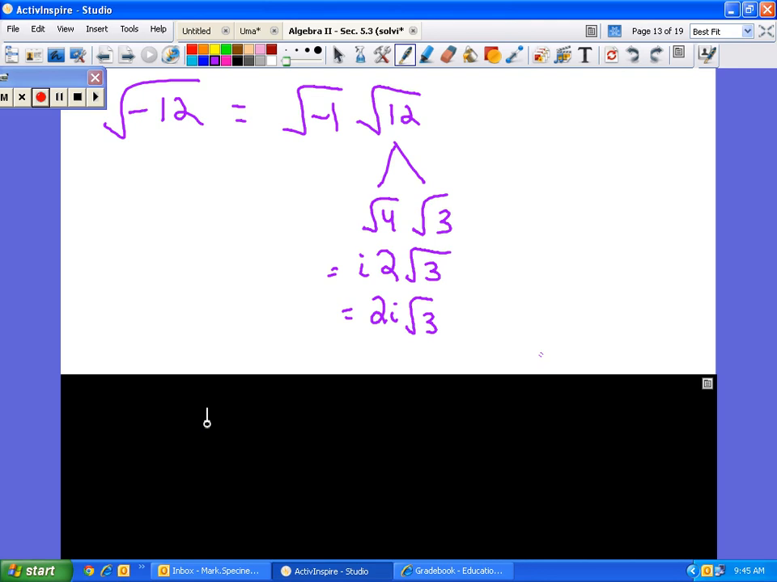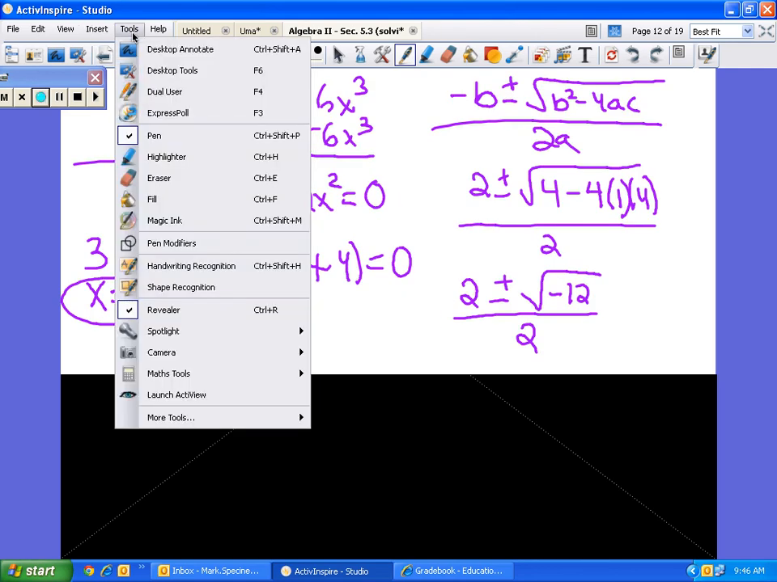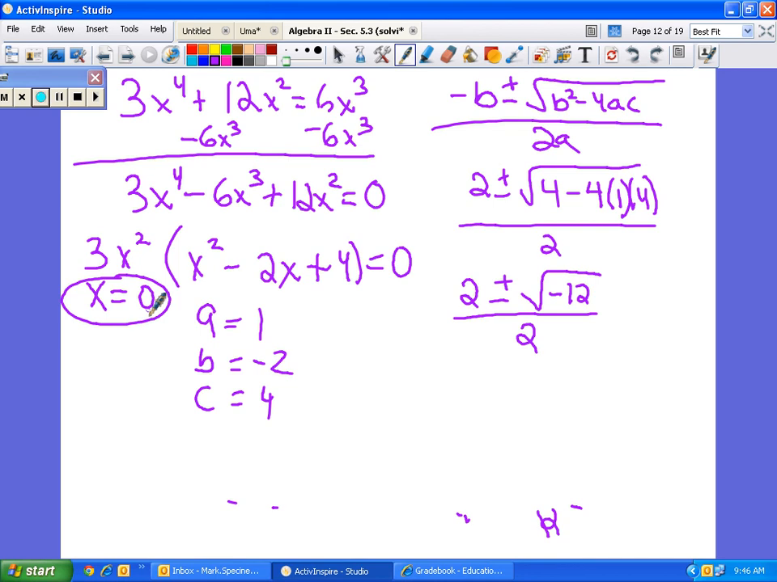Because if this is a perfect square, then your factor is simply the square root of that number. So if that were negative 16, my answer would be 4i. Since it's 12, we can still simplify it. We're just not going to have a perfect square as our answer. All right, so we go back to our problem.